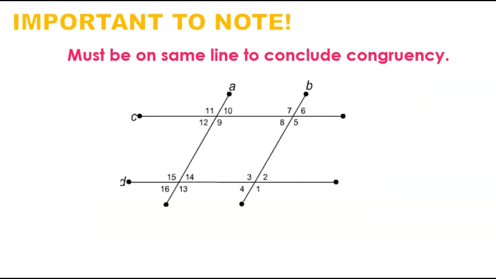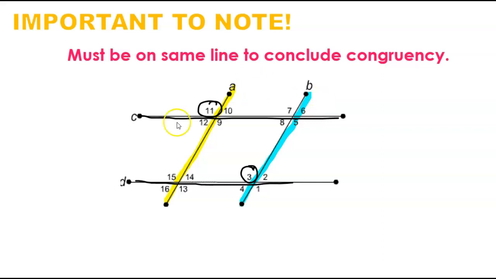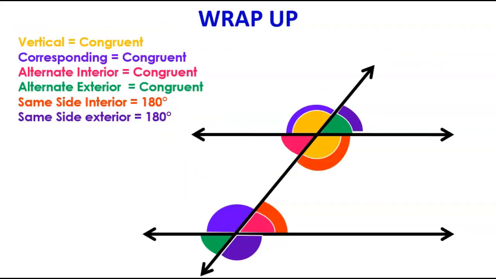Okay, one thing that I want to make an important note of here, okay? They must be on the same line to conclude that anything's congruent. So we wouldn't be able to say, C and D are parallel, so therefore angle 11 and angle 3, those are corresponding, so they're congruent. They're not corresponding because angle 11 is on this transversal line, but angle 3 is on a different transversal line. Guys, they have to be on the same transversal line in order to make any of these special angle pair conclusions, okay?